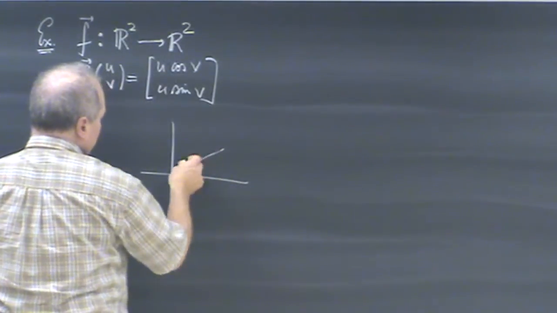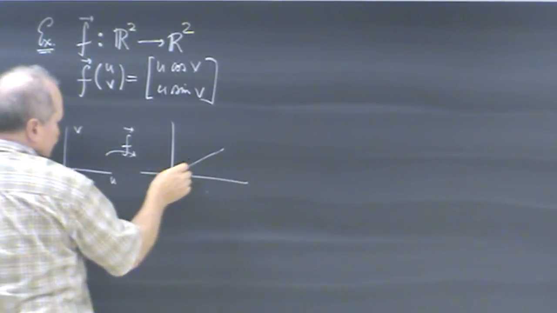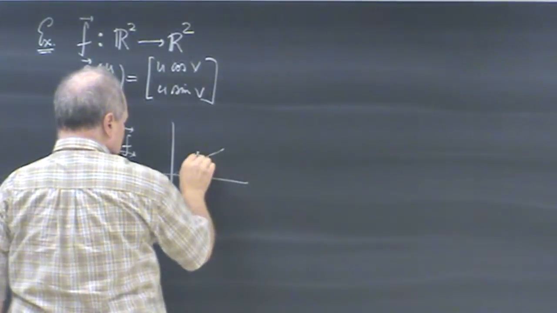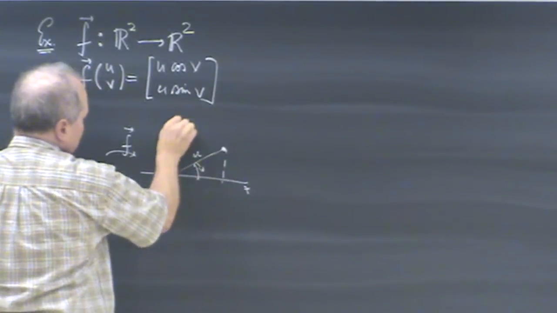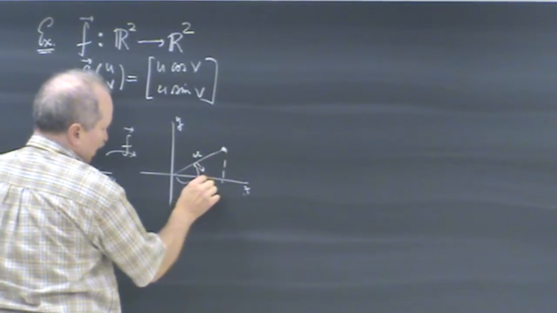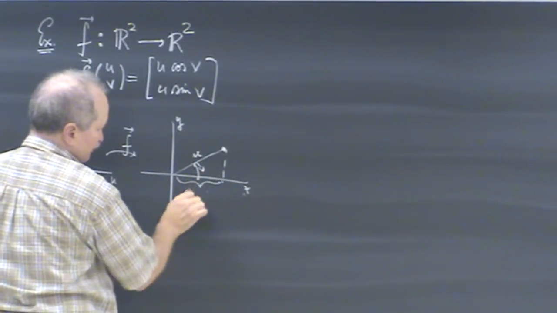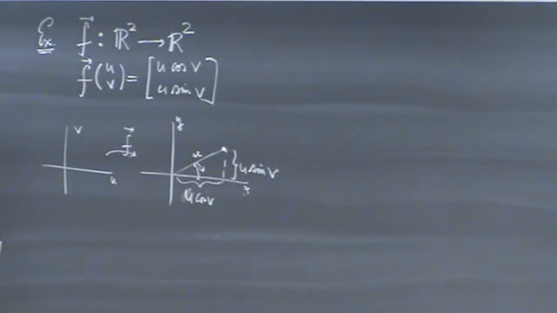Right, so if I put u and v in this picture, this is u here and this is v here, giving the coordinates. X is given by u cosine v, and y is given by u sine v. We're going to come back to this example later this week several times.